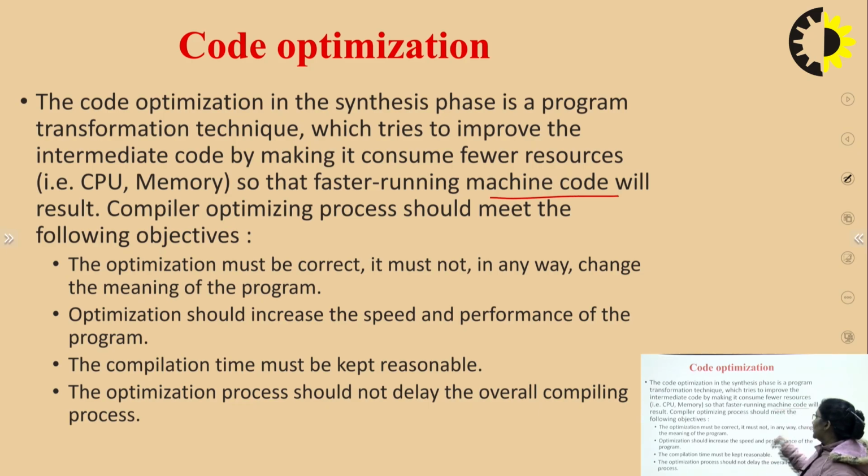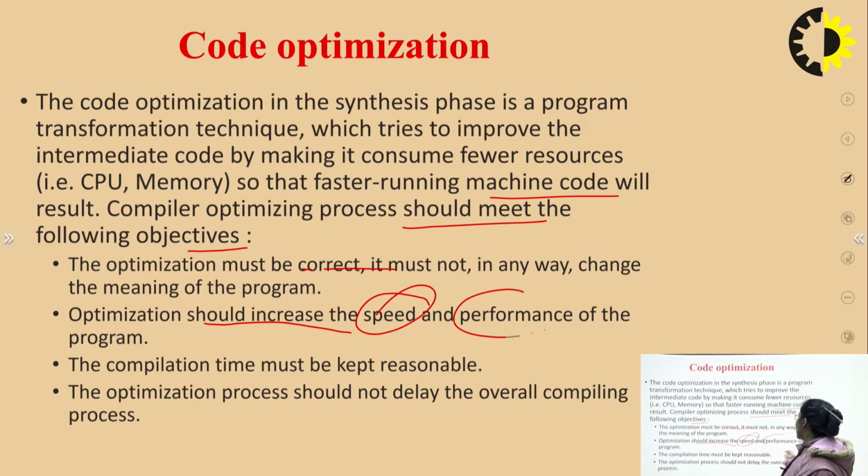For faster machine code, the compiler optimization process should meet various objectives. First, whatever optimization technique we are using should be correct. That means the optimization technique should not change the meaning of the program or create ambiguity in the parser. Second, the optimization should increase the speed and the performance of the program.